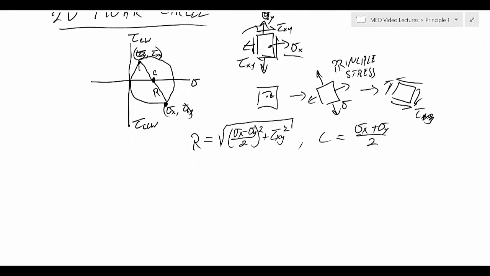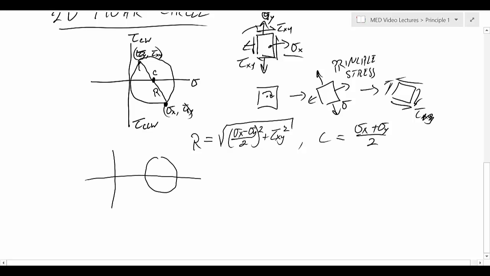So we can find some interesting values. For example, let me draw a new one so I can clearly identify it here. We may want to know what the values of our principal stresses are. We'll call them sigma 1 and sigma 2. Or we may want to know at which point shear stress is maximum. Well, we can just take the center and the radius to come up with those.